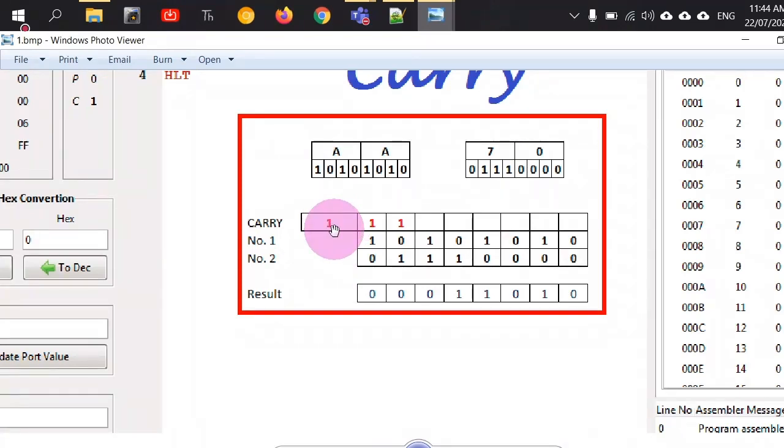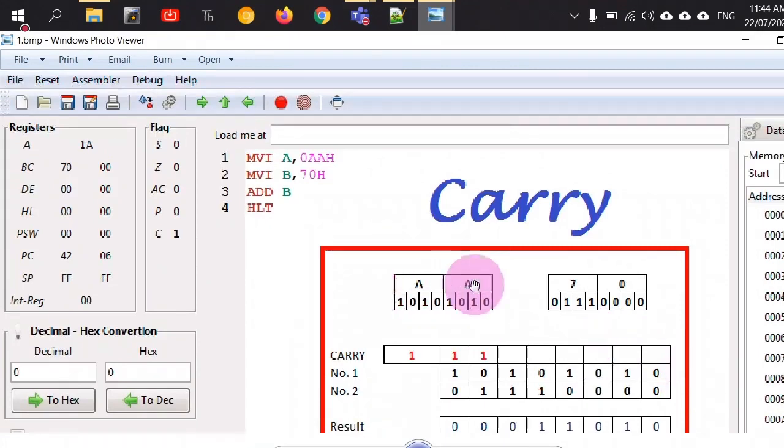So for this, I am making a simple program, and the program is fairly simple. Just AA should be put in some register, 70 should be put in some register, and they should be added. So the program is MVI A, 0AAH. Now we will discuss why this 0 appears here. Then second data, MVI B, 70H. So both numbers AA and 70 have been taken in the A and B registers. They are added through this command, ADD B.